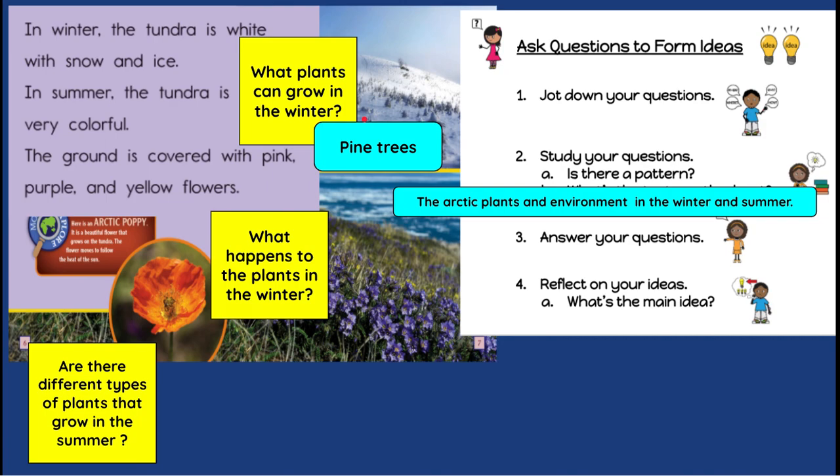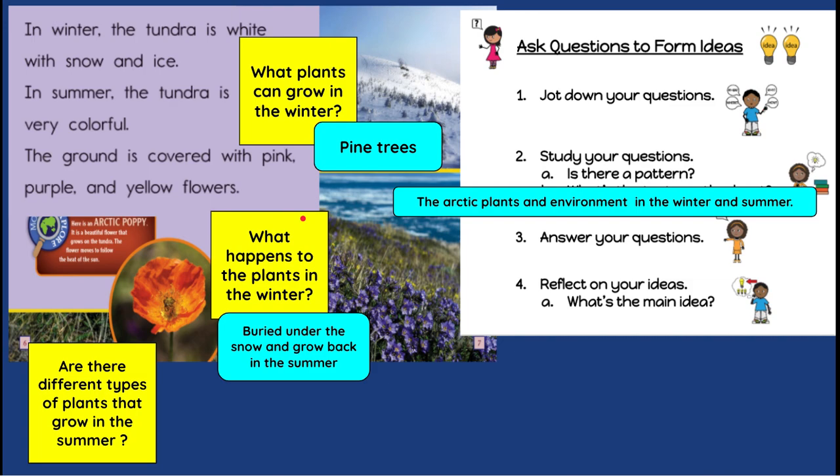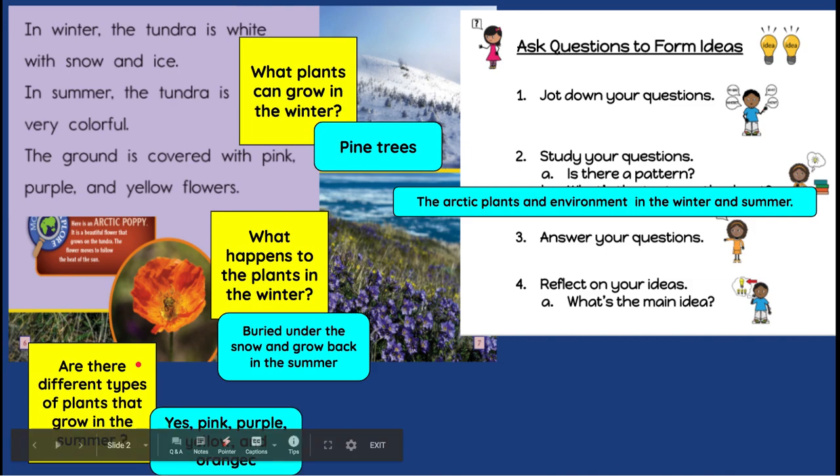So, plants that grow in the winter: pine trees. I noticed that because I saw all the pine trees in this picture. Then what happens to plants in the winter? It doesn't say a lot in this, but I know from living in Minnesota that the plants in the winter get buried under the snow and then they grow back in the summer. And then the last question, what different types of plants are there? Well, when I look back, I noticed that there are different plants. There were purple, pink, and orange.